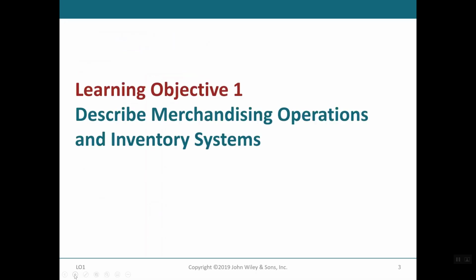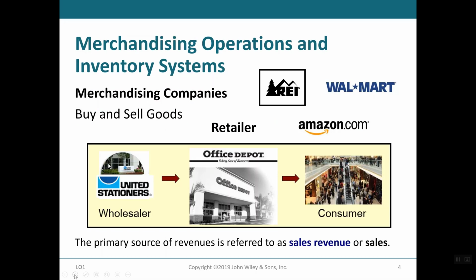All right, so let's do this. All right, learning objective 1. All right. So merchandising companies are companies that buy and sell goods to the customers. The merchandising companies buy goods from the wholesaler and sell to the customers. Okay. For example, we have the United Stationaries buying, Office Depot buys from them and then sells to us as customers. Now, the primary source of revenue is usually referred to as sales revenue.